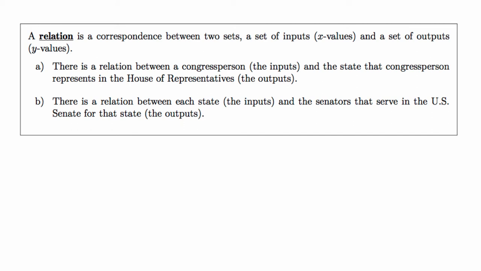state that person represents. As a second example, there is a relation between each state and the senators that serve in the U.S. Senate for that state. In this situation, the state is the input, and the senators are the outputs. This relation is structured in a way that I would start with giving you the state, and then you in turn would then give me the senators that serve for that state.